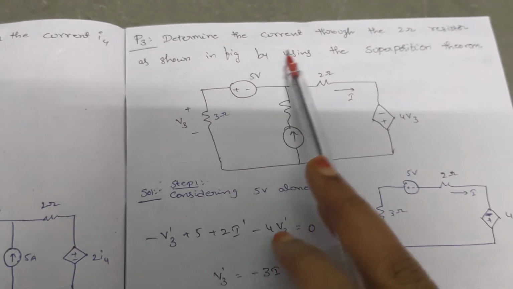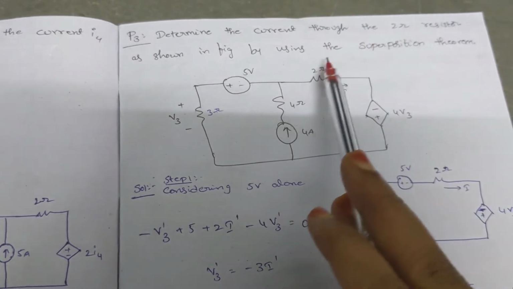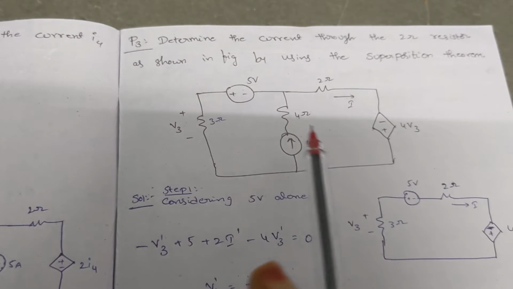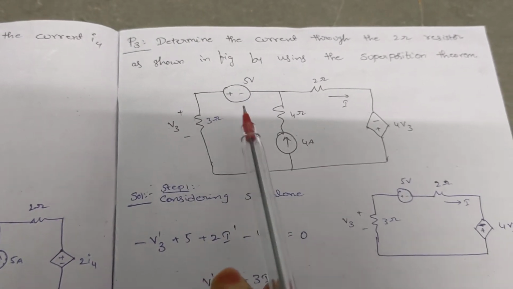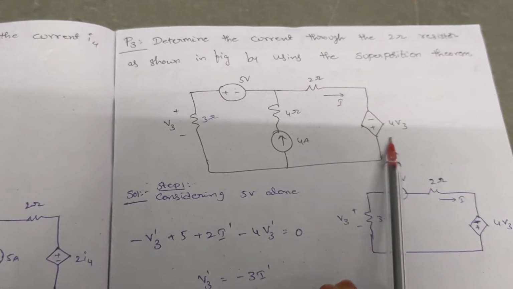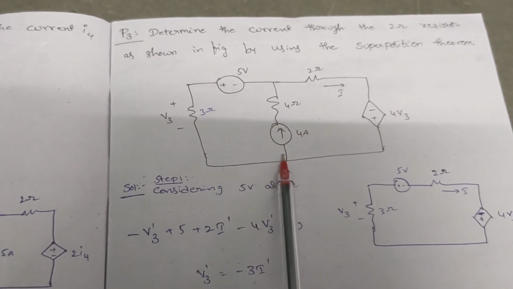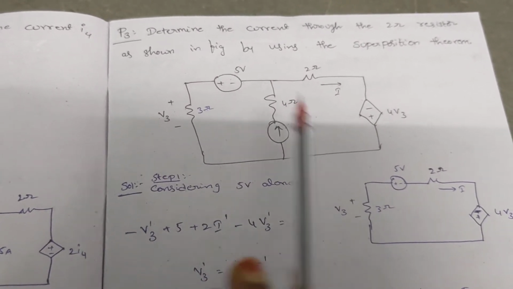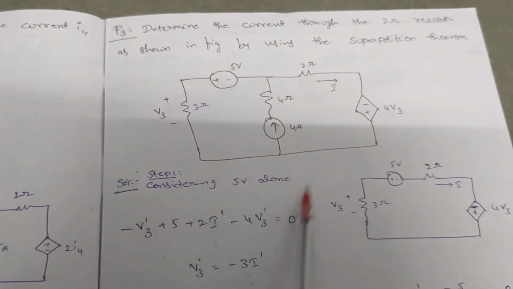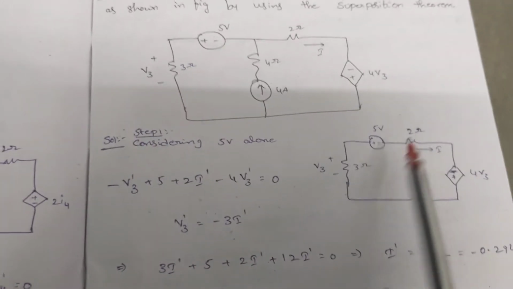In the given problem they are asking you to find the current flowing through the 2 ohms resistor by using the superposition theorem. Looking into the circuit, as per the statement, we are going to consider only the independent sources, not the dependent source. Here we have 2 independent sources, one a voltage source and one a current source. So I am starting the problem by considering only the voltage source while the current source is open circuit.